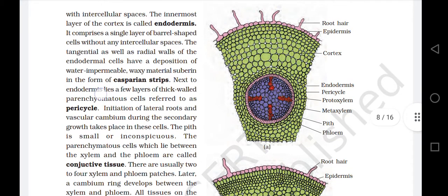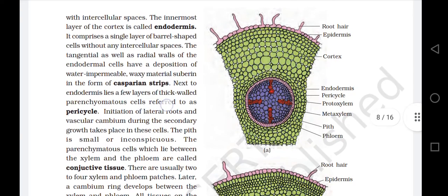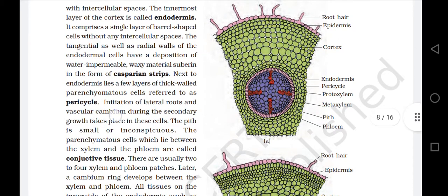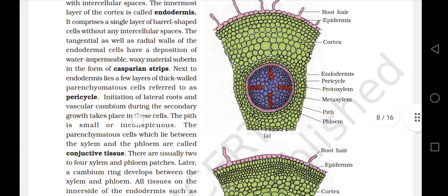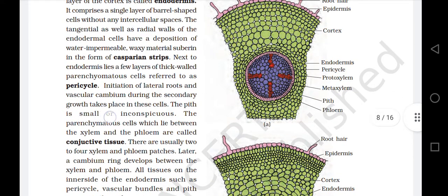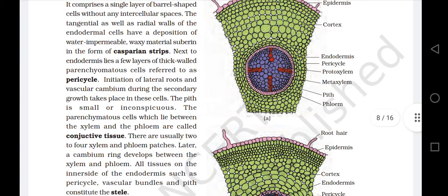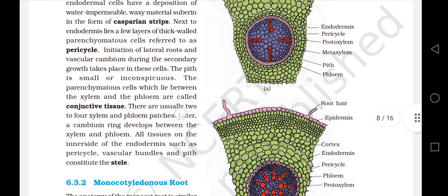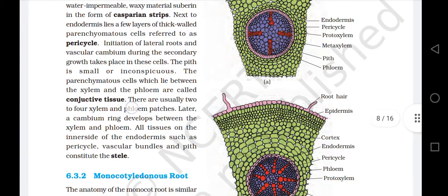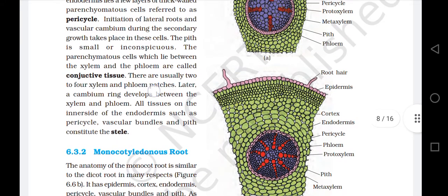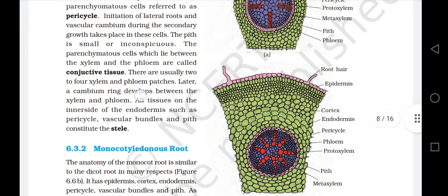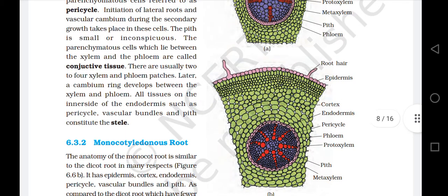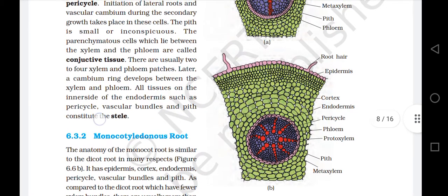Next to the endodermis lie a few layers of thick-walled parenchymatous cells referred to as pericycle. Initiation of lateral roots and vascular cambium during the secondary growth takes place in these cells. The pith is small or inconspicuous. The parenchymatous cells which lie between the xylem and the phloem are called conjunctive tissue. There are usually 2 to 4 xylem and phloem patches. Later, a cambium ring develops between the xylem and phloem. All tissues on the inner side of the endodermis such as pericycle, vascular bundles, and pith constitute the stele.